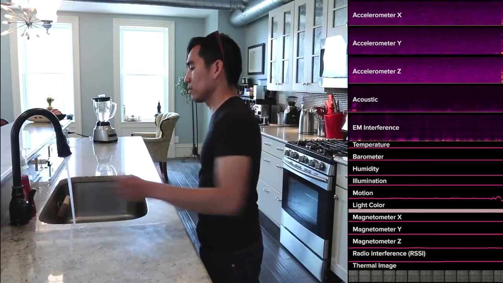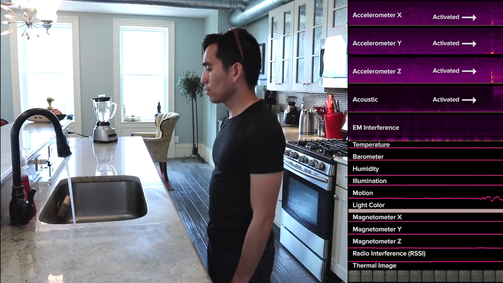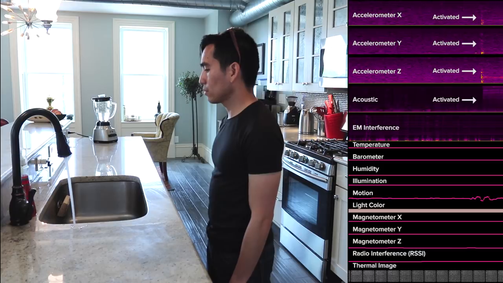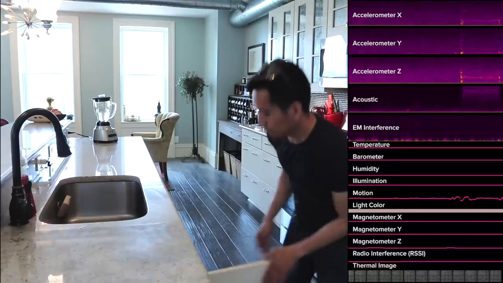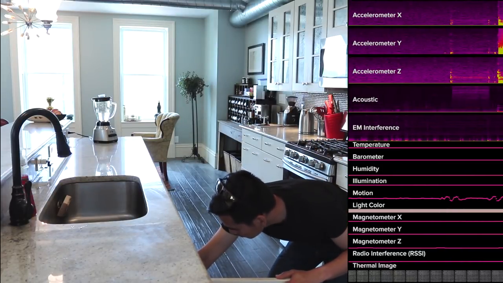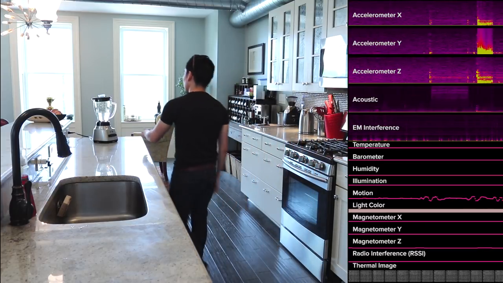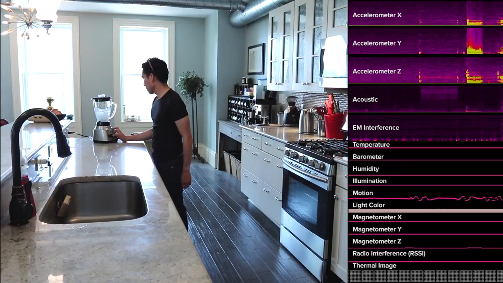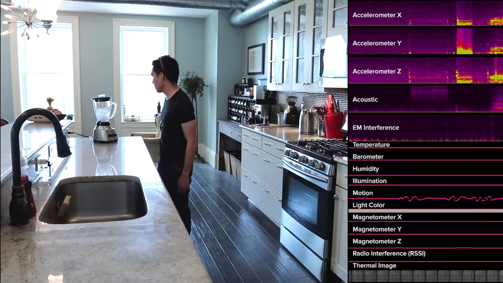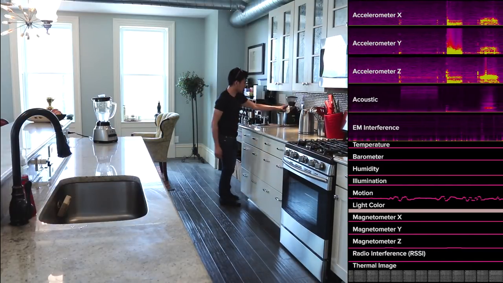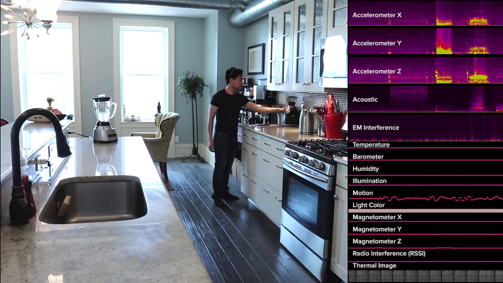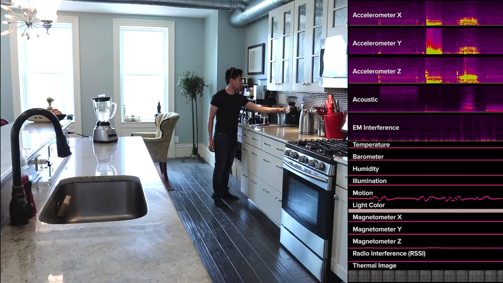On the right, you can see our board's raw sensor streams. This faucet running is easily seen in both the acoustic channel and by our high-speed accelerometers. Here we can see data from three different motor-powered appliances: a garbage disposal, a blender, and a coffee grinder. Note how each results in distinct sensor signals.